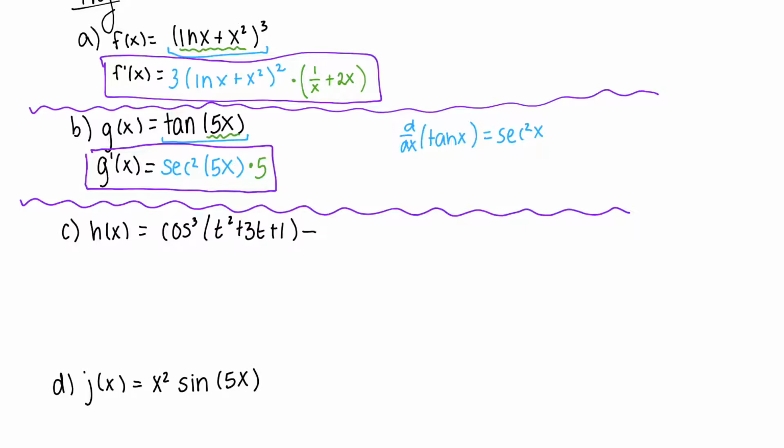For this next one, I'm going to rewrite this. So cosine cubed is the same thing as cosine of the inside part, all being cubed. So it's like that cube is on the outside. This one's going to have 3 layers, where the most outside layer is this guy, the second layer is this guy, and then the third layer is this guy. So there's 3 layers.